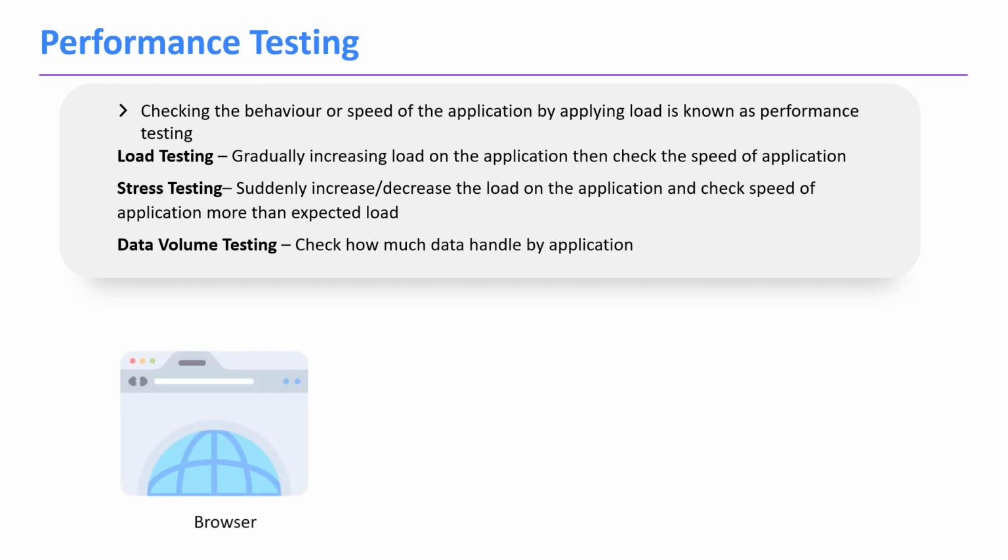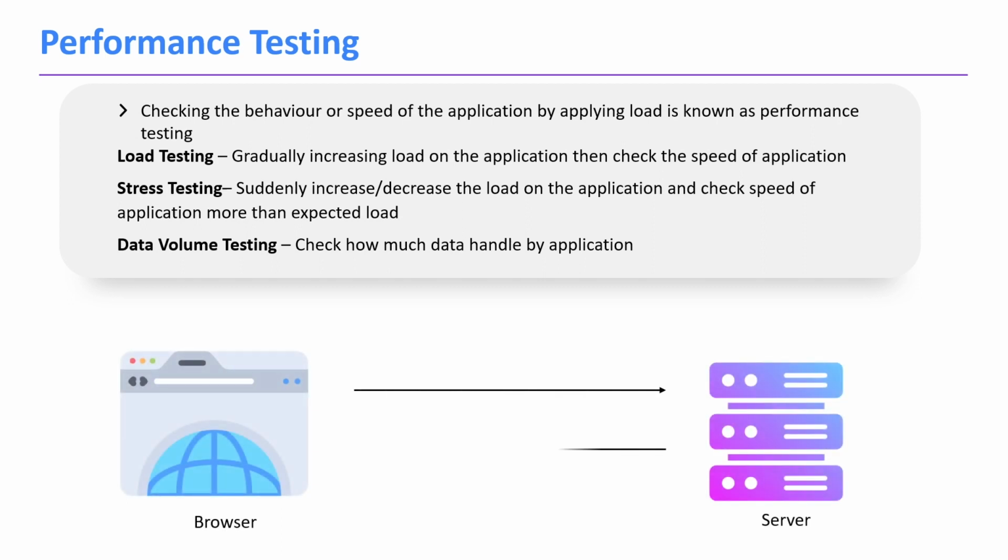So first, let's discuss performance testing. What is performance testing? Checking the behavior or speed of an application by applying load is known as performance testing. Applying load means checking the behavior or speed of the application when multiple users access the application at the same time. That we can call a load. In performance testing, we can conduct the testing in three ways.